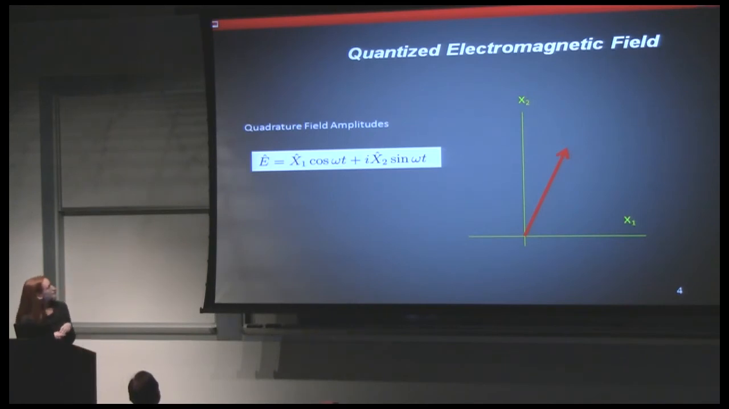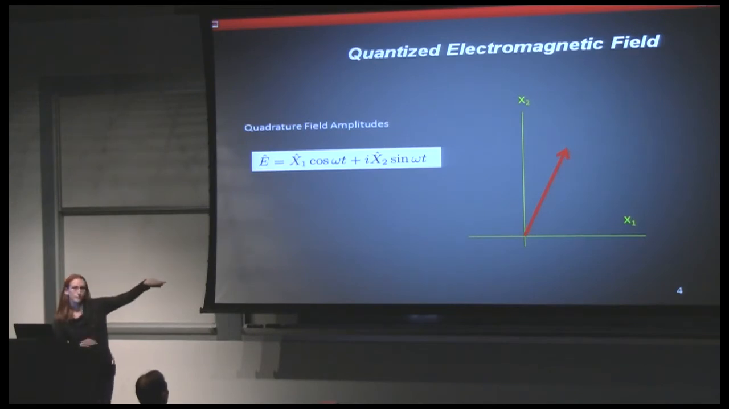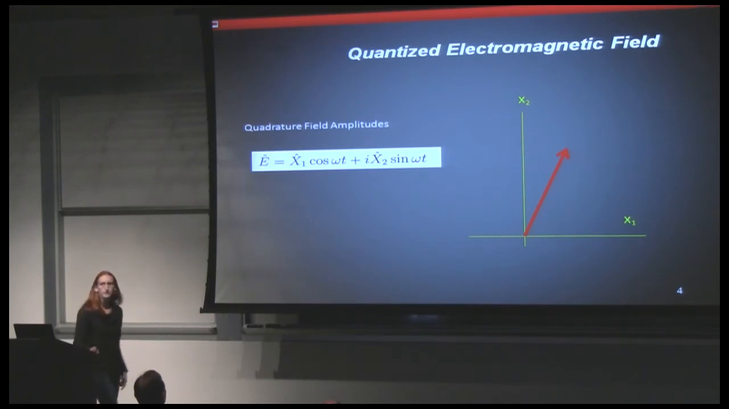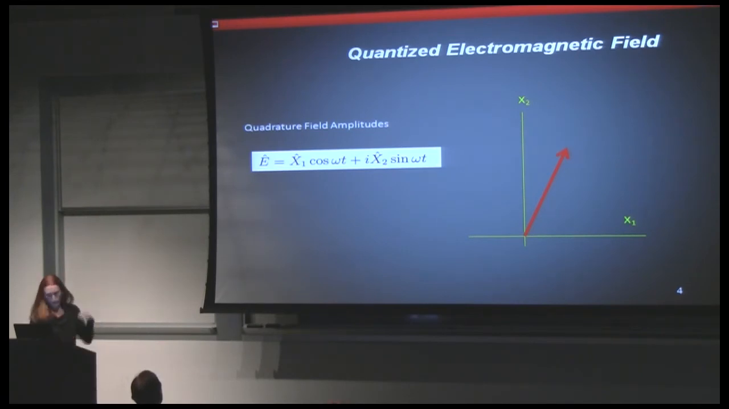Okay. We need a quantum picture of the field if we want to understand the quantum noise in the interferometer. Just like a classical field, we can write the field as a sum of 2 quadratures. There's a real and imaginary part, or the sine and the cosine part. We can plot this in the plane of x1 and x2, these 2 quadrature amplitudes. This phasor rotates at an optical frequency, but we're looking at it in the rotating frame so that it's still.